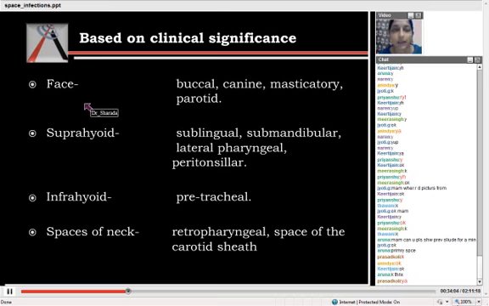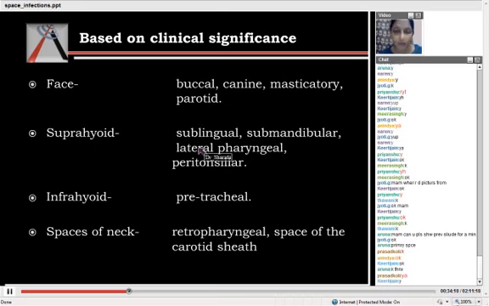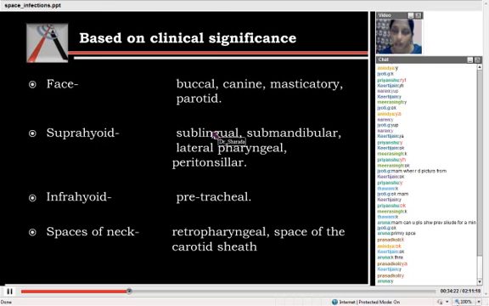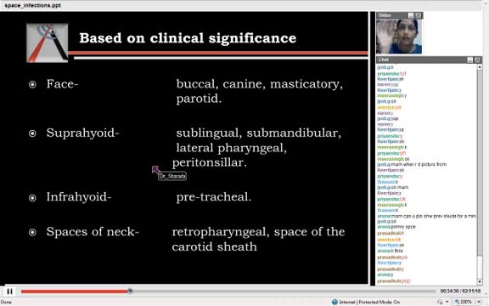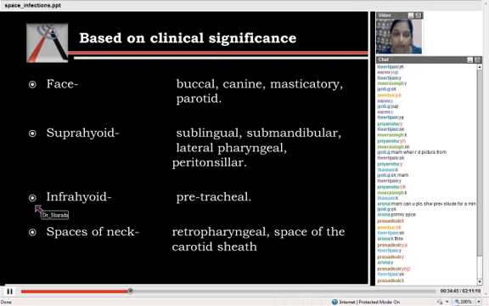Suprahyoid. What matters to us clinically in the face? Buccal, canine, masticatory, which is the posterior part, and the parotid. These are the spaces that we actually know. Suprahyoid means anything above the hyoid bone: sublingual, submandibular, lateral pharyngeal and peritonsillar. Can you imagine, lateral pharyngeal is lateral to the pharynx, and peritonsillar is at the back of your tongue, where the root of the tongue is. Got it? That's suprahyoid.